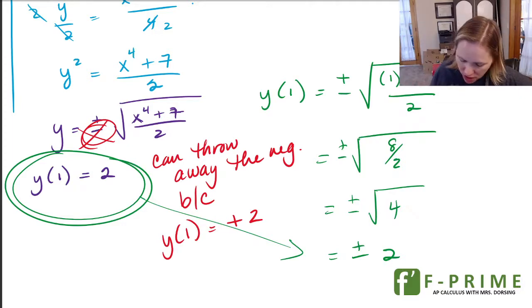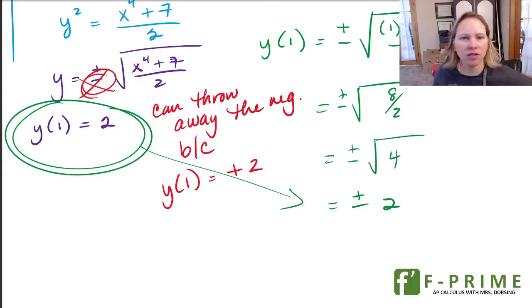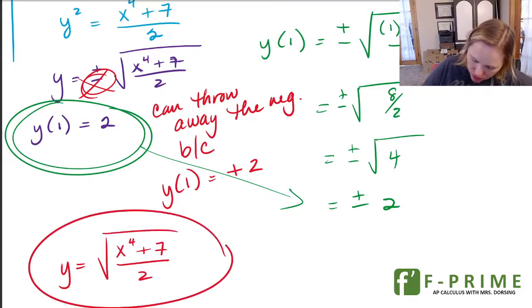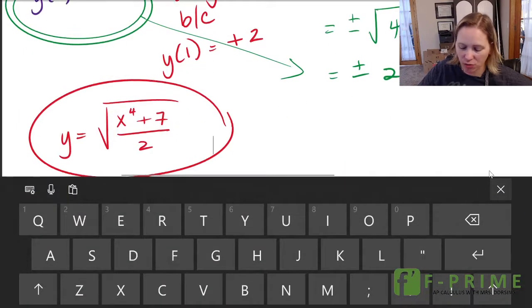Now, sometimes your initial condition will give you a negative value. And if that's the case, well, then you would drop the positive sign. You have to look and analyze your initial condition, apply it to your answer, and choose the appropriate course. So here, y is going to be positive square root of x to the 4th plus 7 over 2. And that's my final answer. That's the answer that I'll be looking for. So be really careful about those initial conditions and what they tell you are happening in your problem.